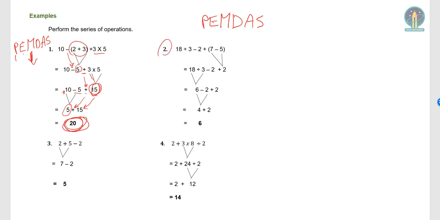Example 2: 18 divided by 3 minus 2 plus, parentheses, 7 minus 5. Parentheses first, so 7 minus 5 gives you 2. Exponents, we don't have any exponents. Moving on, multiplication, we do not have any. Division, we do have division. 18 divided by 3 gives me 6. So I got the 2, and I got the 6, and everything else carries over: the negative sign, this 2, the plus sign, and this 2.